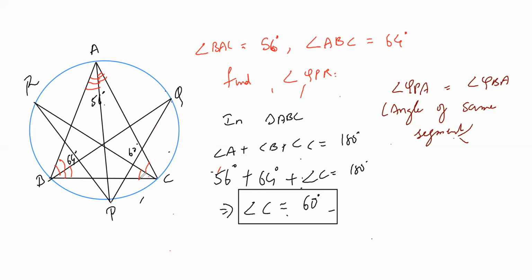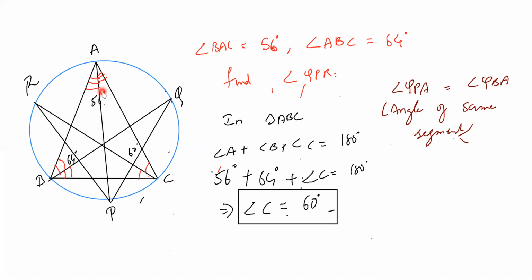Fine, which means it divides this into two equal parts. So 64 means 32, 32 each. So this angle is 32, this angle is 32. 60 means 30, 30, 56 means 28, 28.